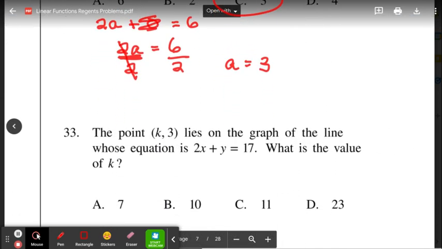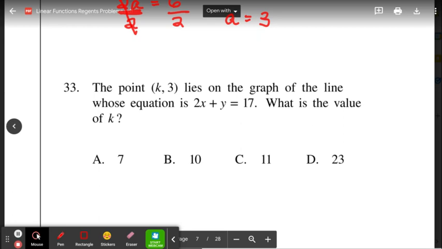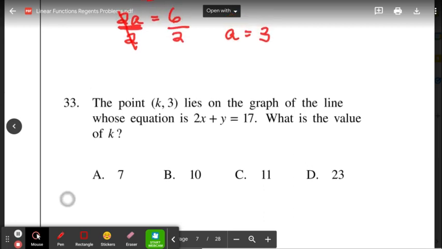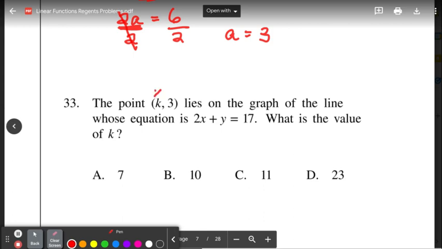So number 33. The point K,3 lies on the graph of the line whose equation is 2x plus y equals 17. What is the value of K? So this stuff is crazy, but we're at the point where we just keep doing the same thing. K is the x, y is the 3. What I'd like you to do in the question on the side is write what this equation will be after you substitute these numbers in. So basically, you're doing the first step.